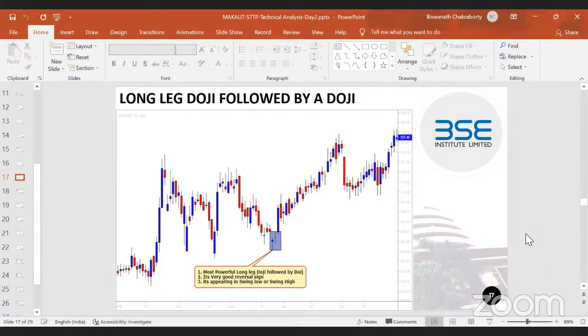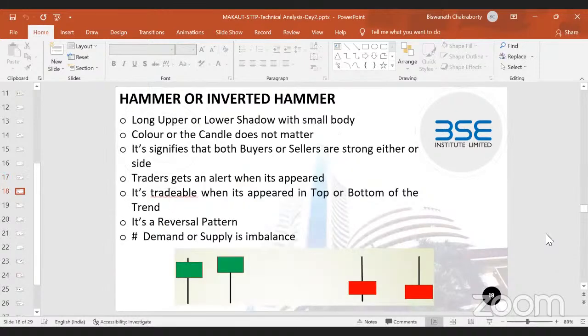But it will only establish a trend if this kind of long leg Doji followed by a Doji appears at the bottom side or very nearby to the bottoms, then only. Should I change? So this is basically the hammer or the inverted hammer, very close to our C and D.